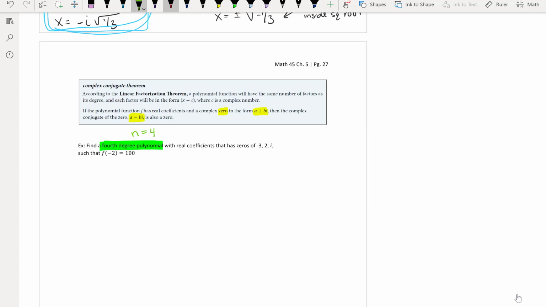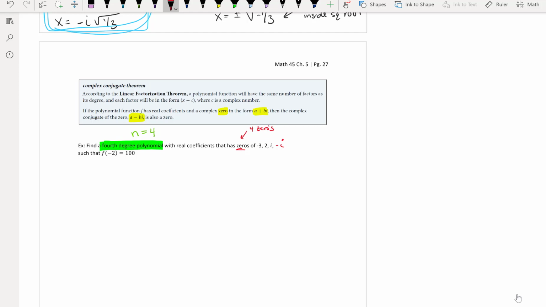So here, let's look at our zeros that I have. I should have 4 zeros. Since my n is degree 4, I have 1, 2, 3 zeros. But remember from the complex conjugate theorem, if I have positive i, then negative i should also be a zero as well.